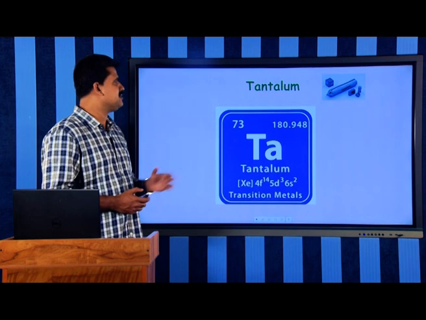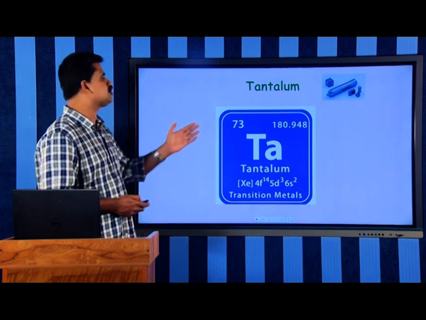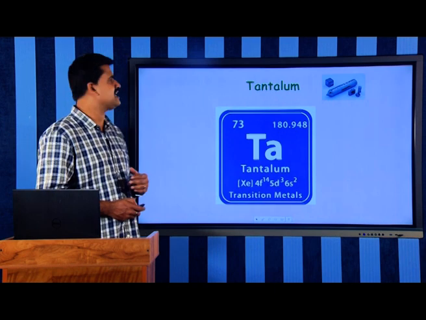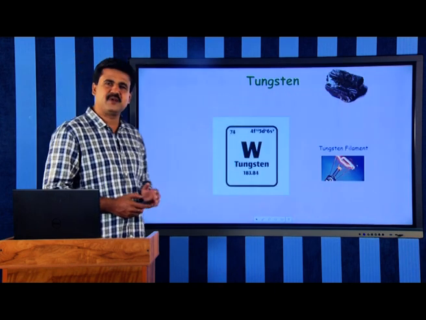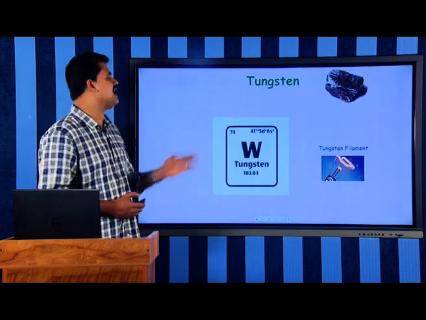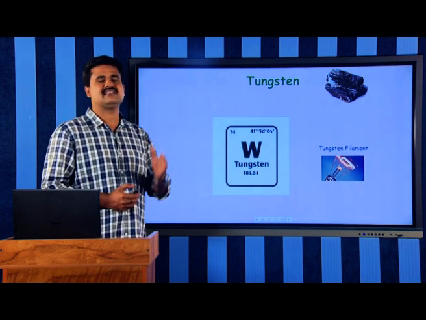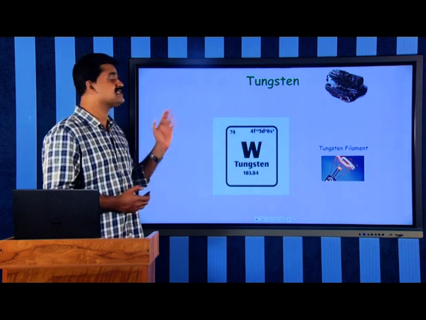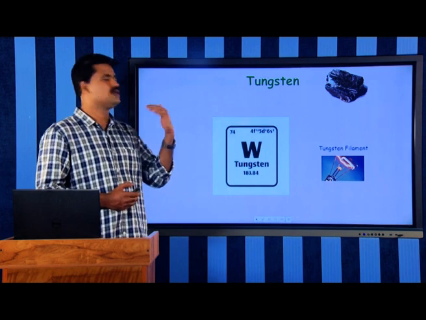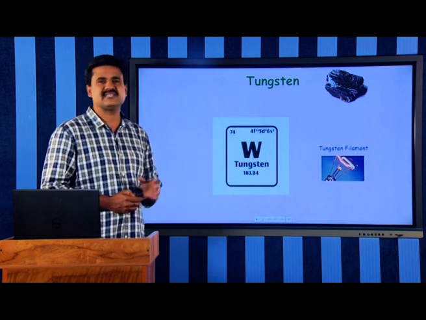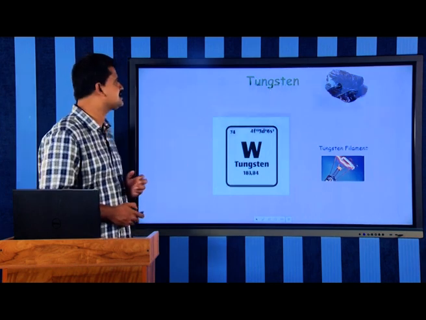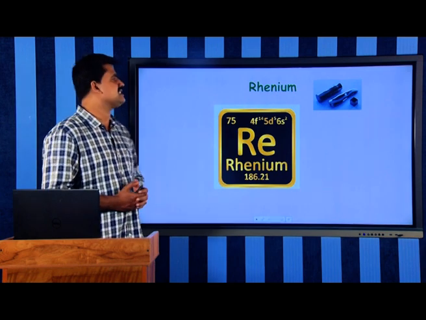Moving on to the next element, that is tantalum. Its atomic number is 73 and it appears like this. This is another popular element, tungsten, and we are all aware of the properties and uses of tungsten. It has a very high melting point, which makes it useful in the preparation of the filaments of our common incandescent bulbs. Then another element is rhenium.